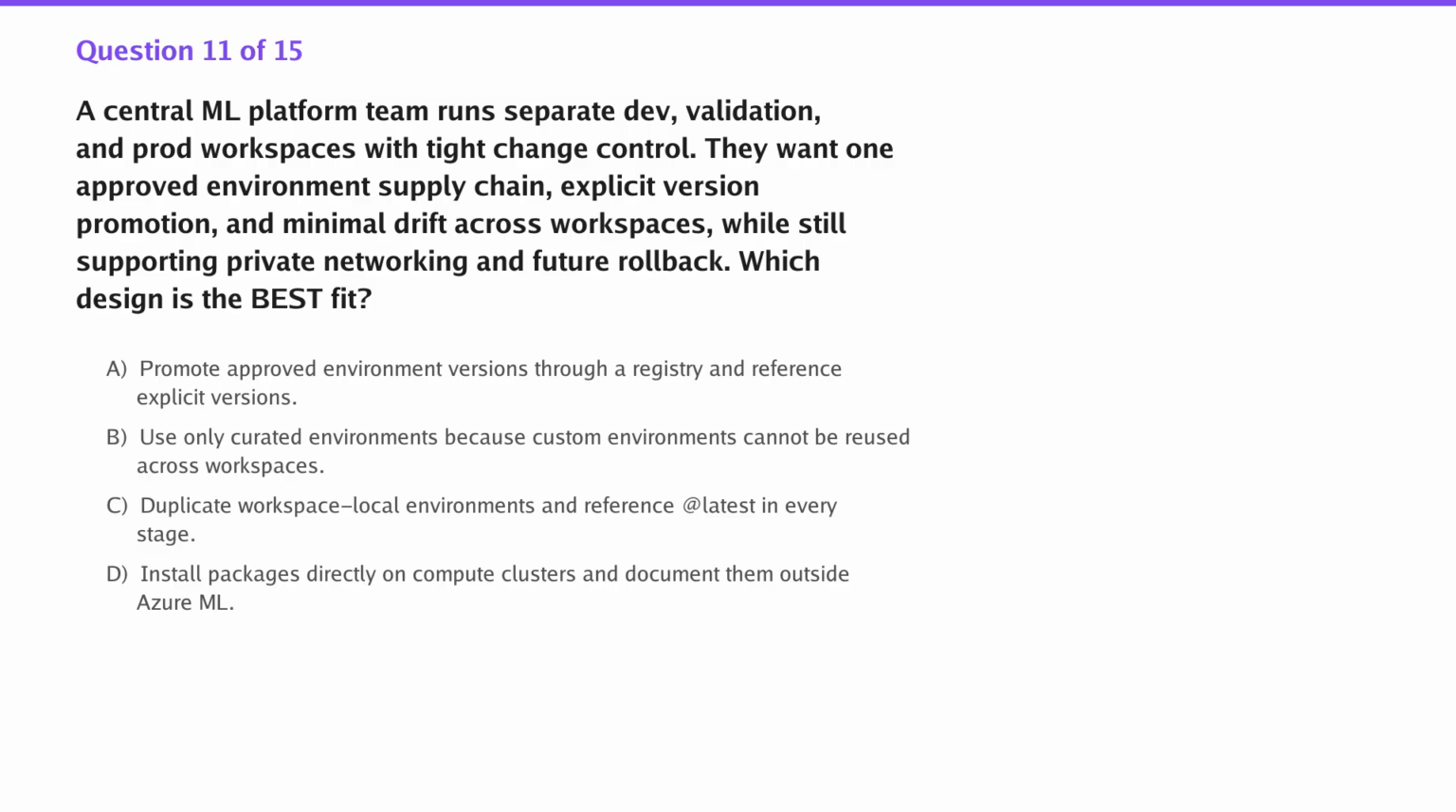Option A, promote approved environment versions through a registry and reference explicit versions. Option B, use only curated environments because custom environments cannot be reused across workspaces. Option C, duplicate workspace local environments and reference at latest in every stage. Option D, install packages directly on compute clusters and document them outside Azure ML. The correct answer is option A, promote approved environment versions through a registry and reference explicit versions.